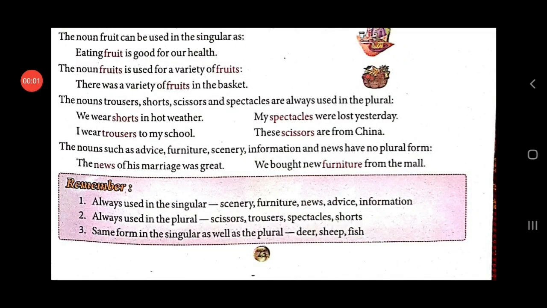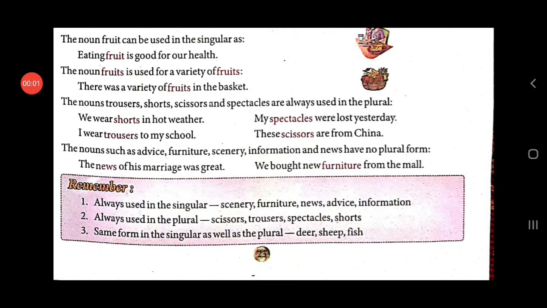Now in the same way children, there are a few set of words or nouns I would say. For these set of words children, there is no plural form. We always use them as singular. For example, advice, furniture, scenery, information and news. They have also shared the examples with sentence. See, the news of his marriage was great. We bought new furniture from the mall.